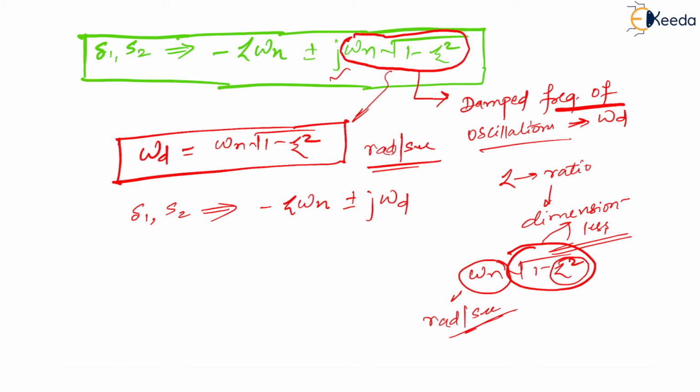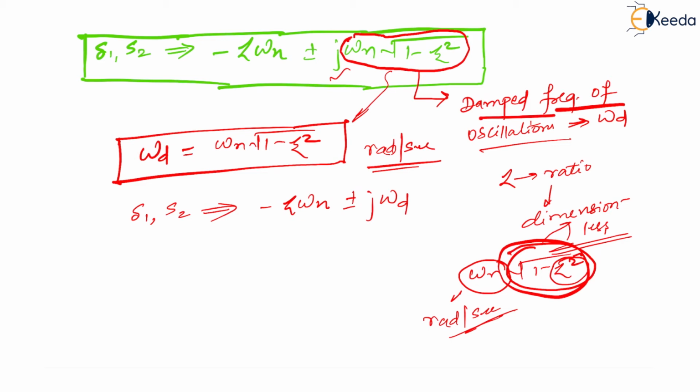And definitely it is multiplied with this under root of 1 minus zeta squared, and this zeta is associated with damping. Hence we say that it is going to be the damped frequency of oscillations, omega d. Is that correct? Yes.